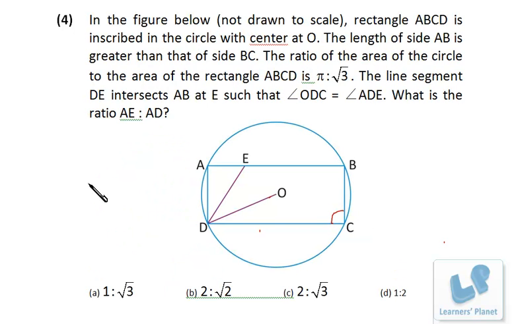Now here we have one more problem on geometry. In the figure below, a rectangle ABCD is inscribed in the circle with center at O. The length of side AB is greater than that of side BC.